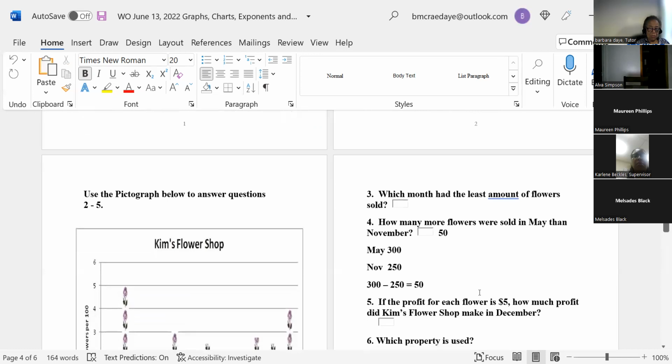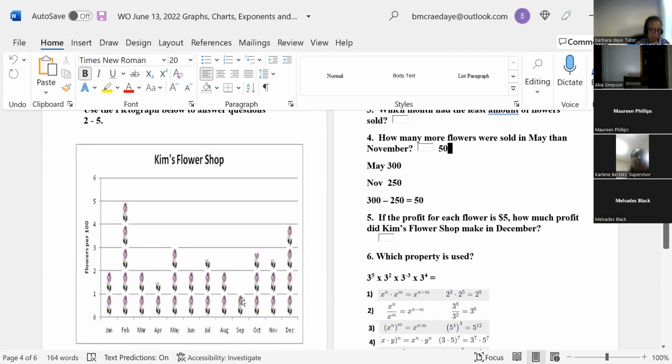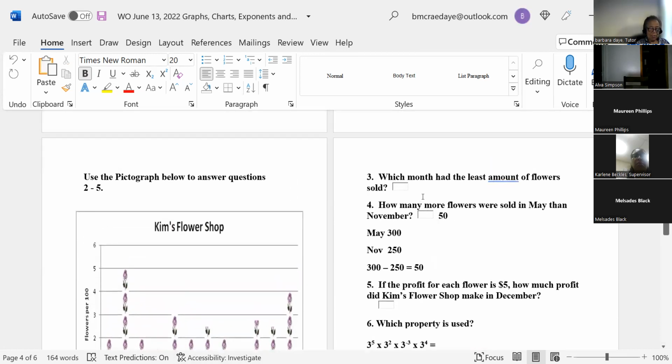Now, my number 3. Maureen, can you see which month had the least amount of flowers? September. That's right. September only had the 100, right? So number 3 would be September.